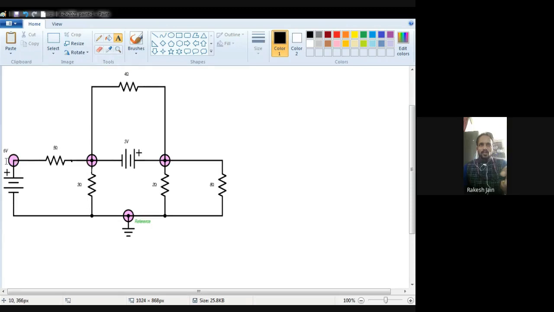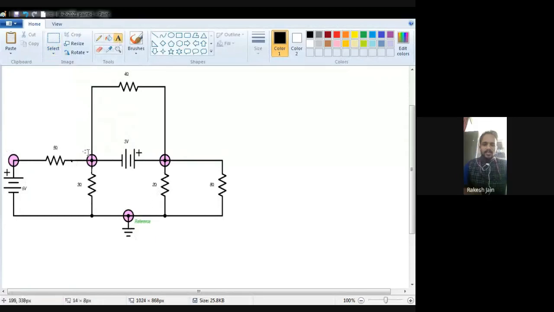Then the nodes are... this is not a node, because the 6-volt battery is directly connected here. Okay, this is a battery of 3 volt. Now these two remaining are the nodes and the bottom one is the reference node.